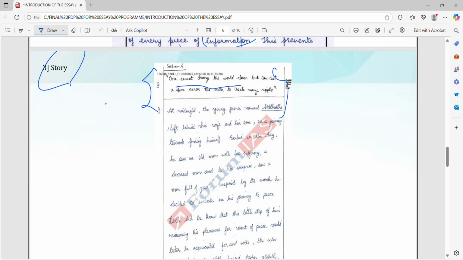One cannot change the world alone, but one can cast a stone across the water to create many ripples. So what is the story? At midnight, the young prince named Siddhartha Buddha.